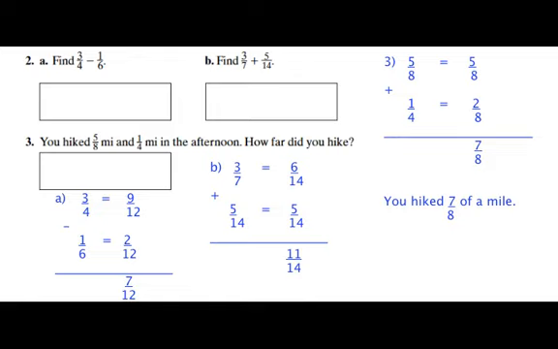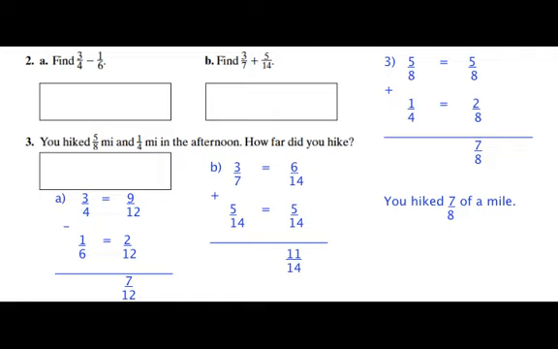For the top fraction, we're going to multiply the numerator and denominator by 2. 3 times 2 is 6/14. We won't have to change the denominator of 5/14. So we have 6/14 plus 5/14, which is 11/14. And finally, for number 3, you hiked 5/8 mile and 1/4 mile in the afternoon. How far did you hike?